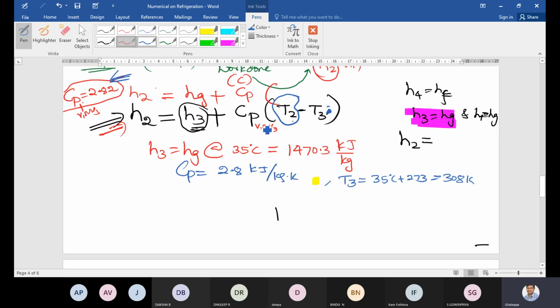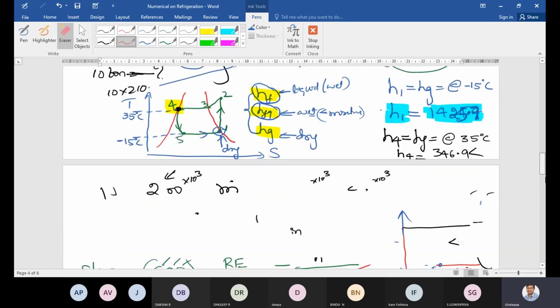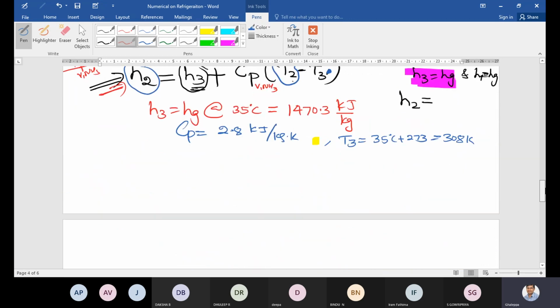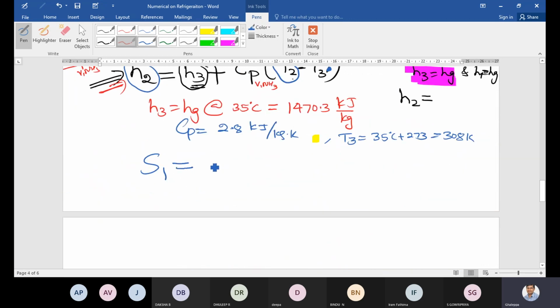So using this formula, again, the unknown is T2. You don't know T2 to calculate H2. So what we need to do is use one hint he has given in the given data. Indirectly, it is given as a hint: isentropic compression. Isentropic compression means entropy remains constant during the compression process. Compression is 1 to 2. So during 1 to 2, isentropic compression, entropy is constant. So I can write S1 is equal to S2. S1 is point number 1, S2 is point number 2.